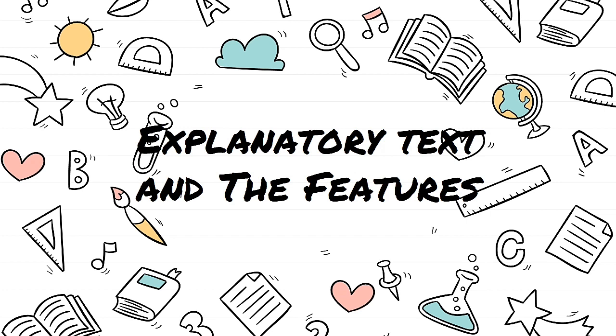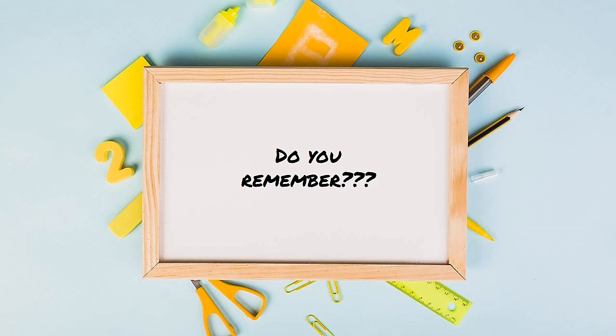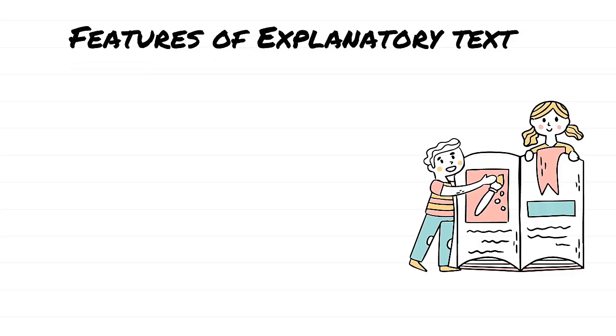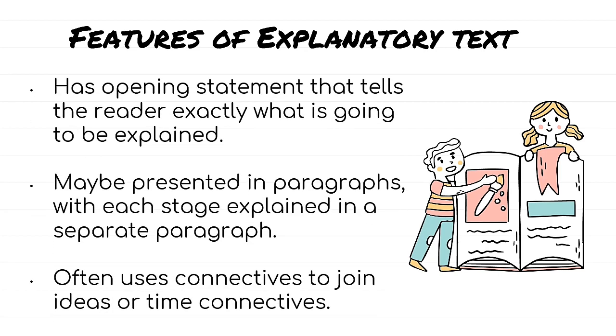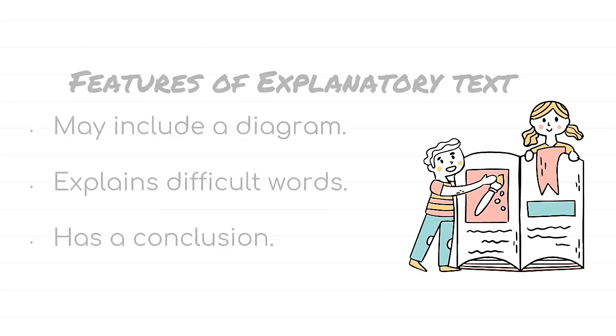But before that, I want you to remember that the features of explanatory text consist of, first, it has an opening statement that tells the reader exactly what is going to be explained, okay? And it also may be presented in paragraph, just like you have found in the text how to bath a kitten. Yes, it is presented in paragraph, right? And also, it often uses connective to join ideas or time connective, which we are going to talk about after this. Alright?